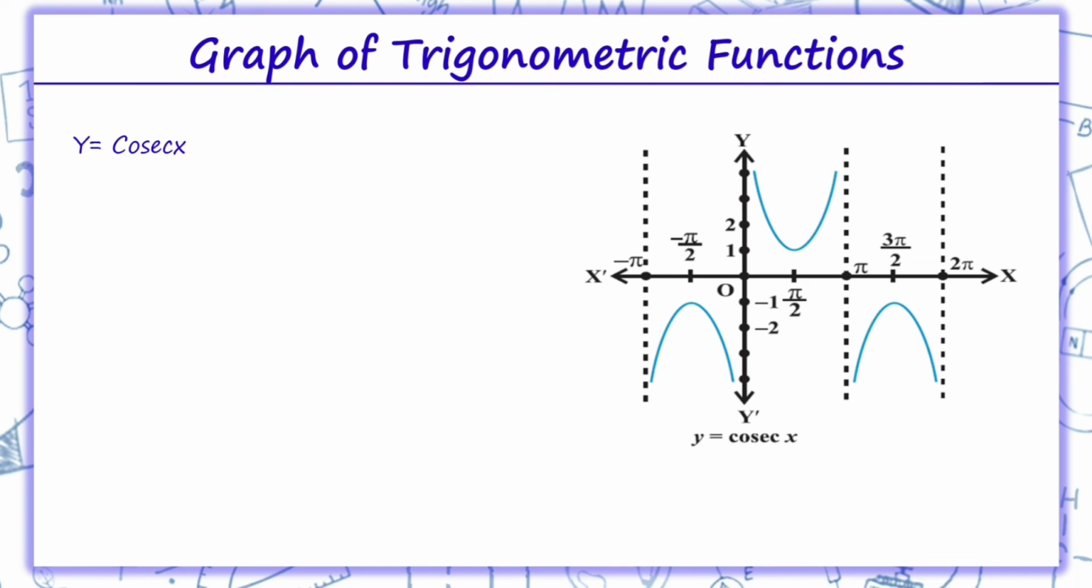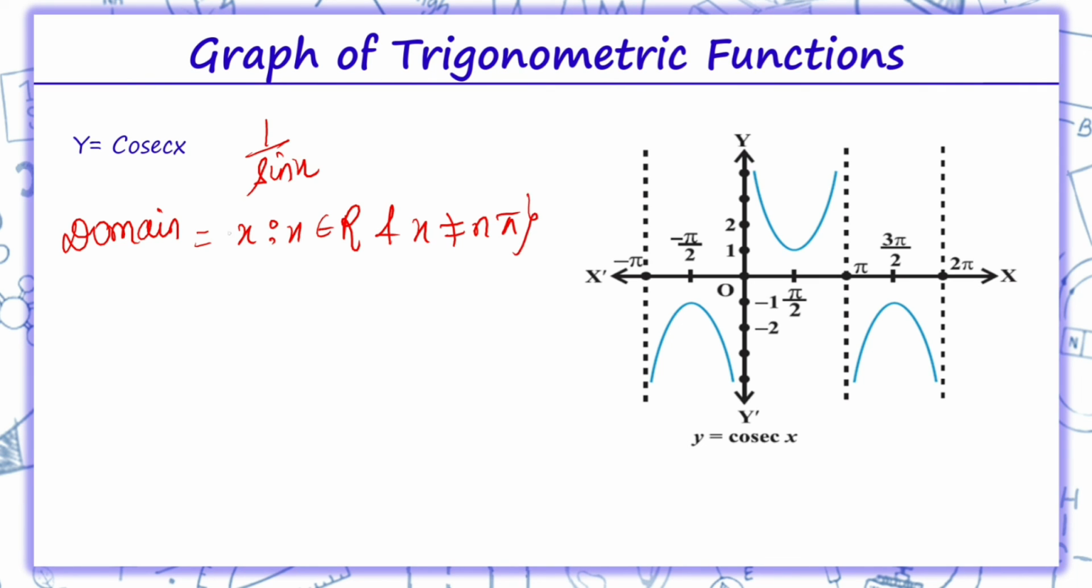The next graph is y is equal to cosec x. If we see this graph over here, it is again similar to the sec x graph. The difference is that over here we have 1 by sin x. So where sin x is equal to 0, it is not defined. When sin x is 0, y will be not defined. So the domain will come out to be x such that x belongs to all real numbers and x is not equal to n pi. That means all values except where sin x is equal to 0, where it is not defined.